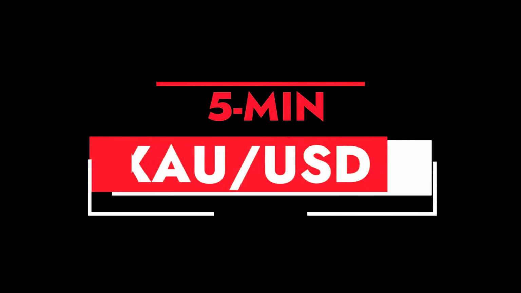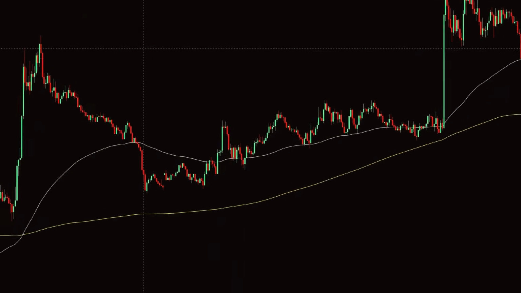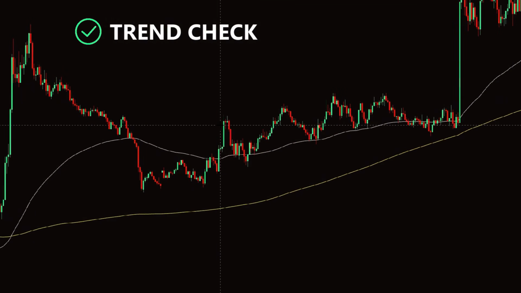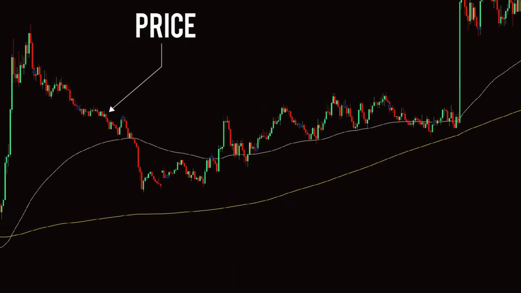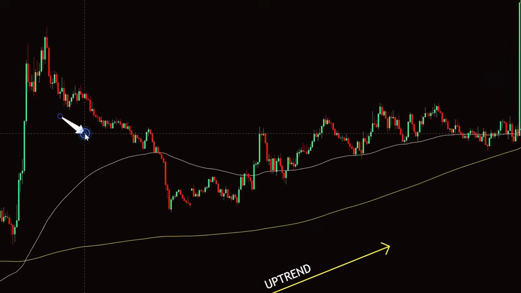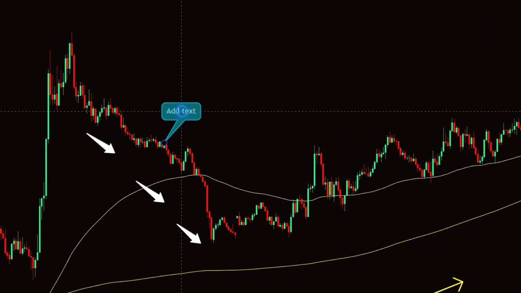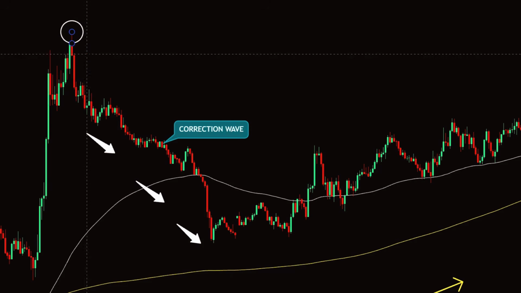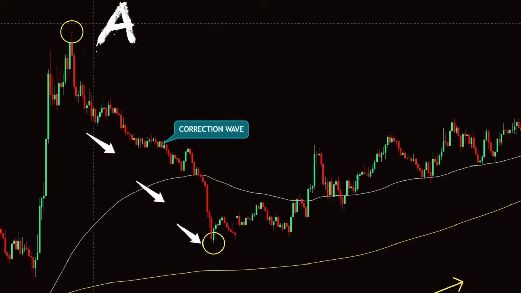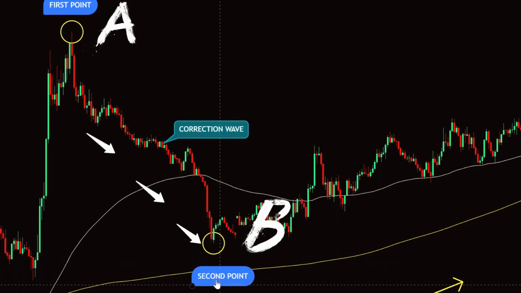Let's apply this on the gold 5-minute chart, which is a high liquidity scalping time frame. First step is always trend check. Price is holding above the moving averages, so you're only looking for buys. But remember, even in a strong trend, price doesn't move straight. It moves, then it pauses. That pause is where we work. Here's how you draw it. Select the Fibonacci tool. Point A is the peak of the recent move, at the start of the correction. Point B is the current low of the pullback.